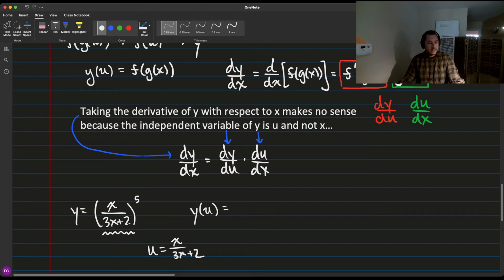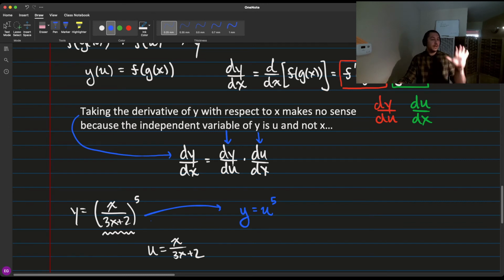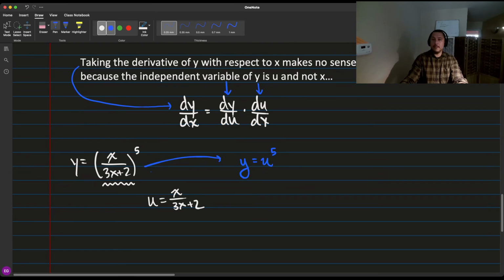So now I can rewrite this. I can say y equals u to the 5th. Okay, do you see how if I call u x over 3x plus 2, then that (x over 3x plus 2) to the 5th just becomes u to the 5th? Okay, and then I use the chain rule.